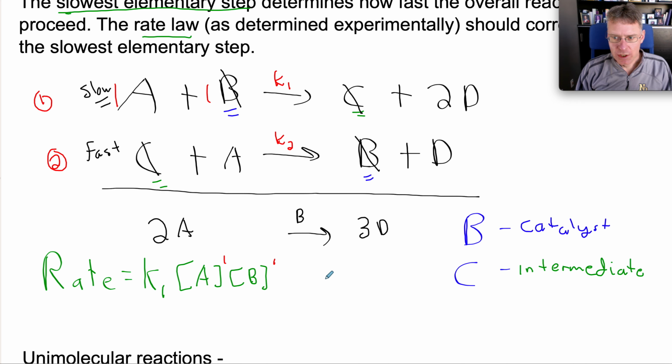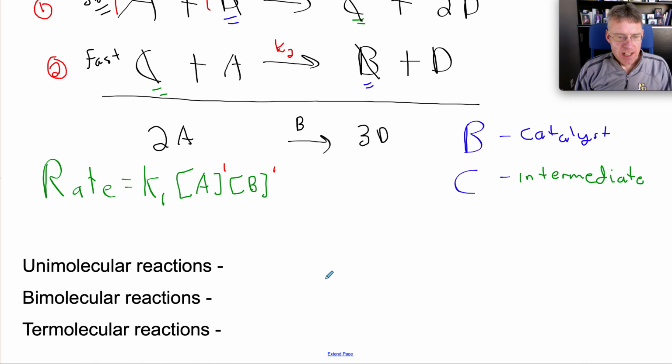Last, a few terms before we move on. The elementary steps could be unimolecular, bimolecular, or termolecular. So in a unimolecular reaction or a unimolecular step, there's only one reactant in the reaction, or we're going to talk about this in terms of steps. So we might have just A.